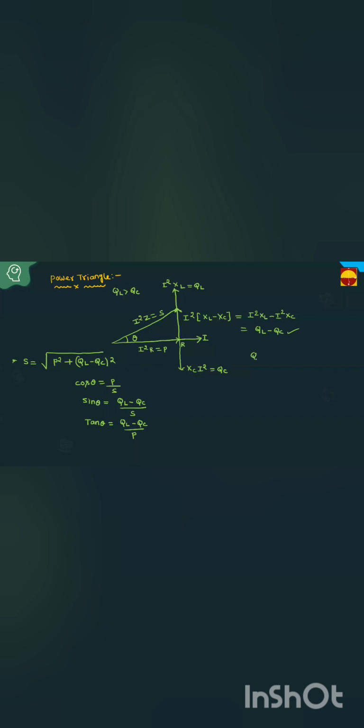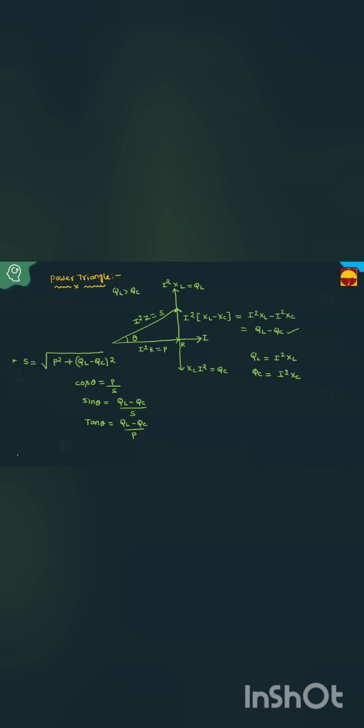What is QL here? QL equals I square into XL. This is the inductive reactive power. QC is the capacitive reactive power, that is I square into XC. This is about the phasor diagram in terms of voltages, impedance triangle, and power triangle. Understand? Every observation is important. Based on these formulas and observations, questions are already framed.